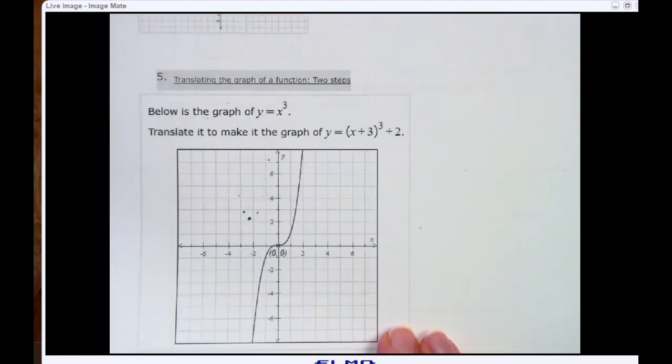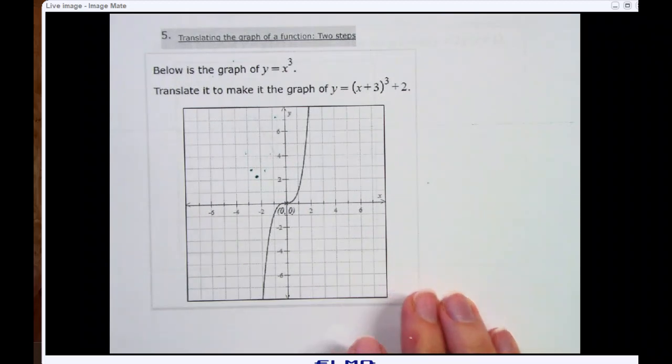Did we ever cover this function last year? Yeah. We did? I couldn't remember.